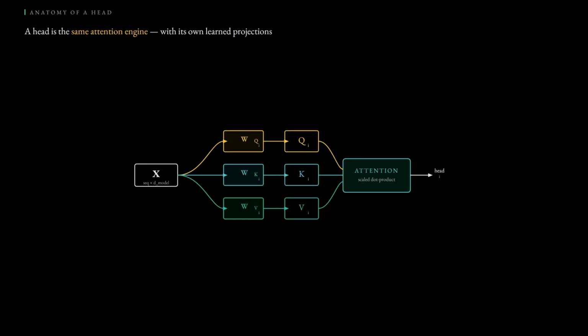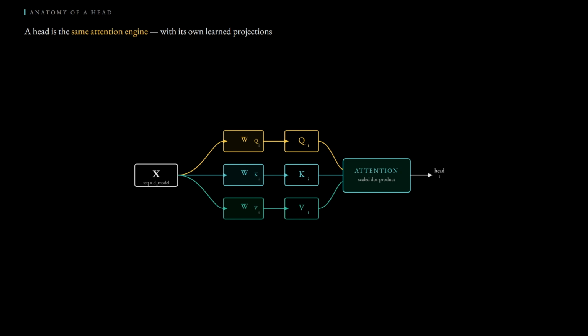Follow the data flow left to right. X enters on the far left. 3 arrows split off to 3 weight matrices. 3 projected outputs feed into the attention engine. 1 enriched output exits on the right. The entire path is one head.